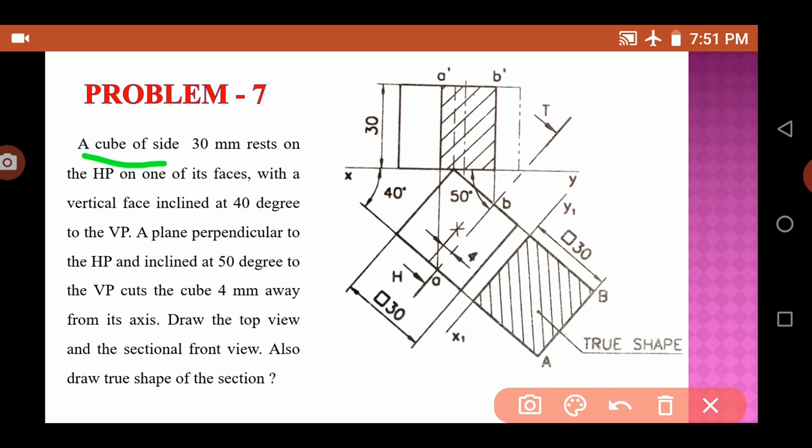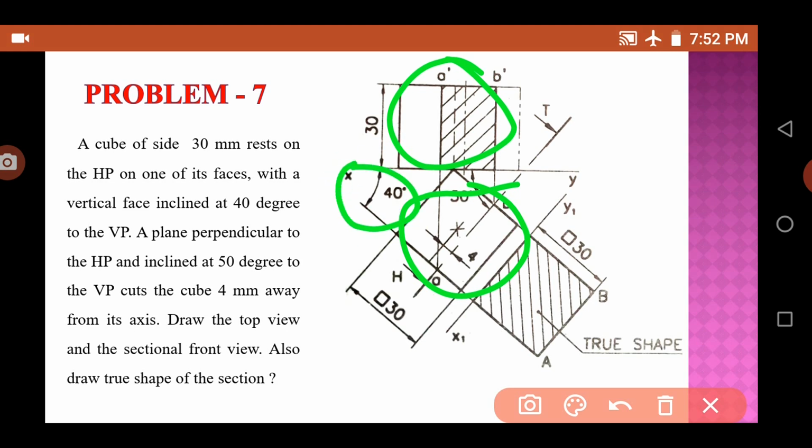So that means here you have to make the vertical face. See here, there are 1, 2, 3 and 4 faces. This one is a top view, and you can see this front view. You can see that there will be a 40 degree angle made by this one. How are we going to deal with it?